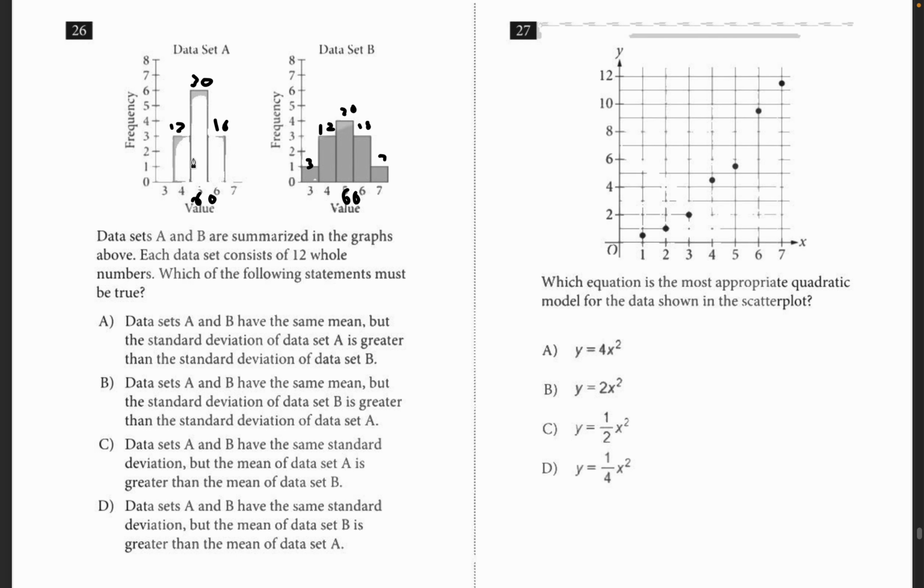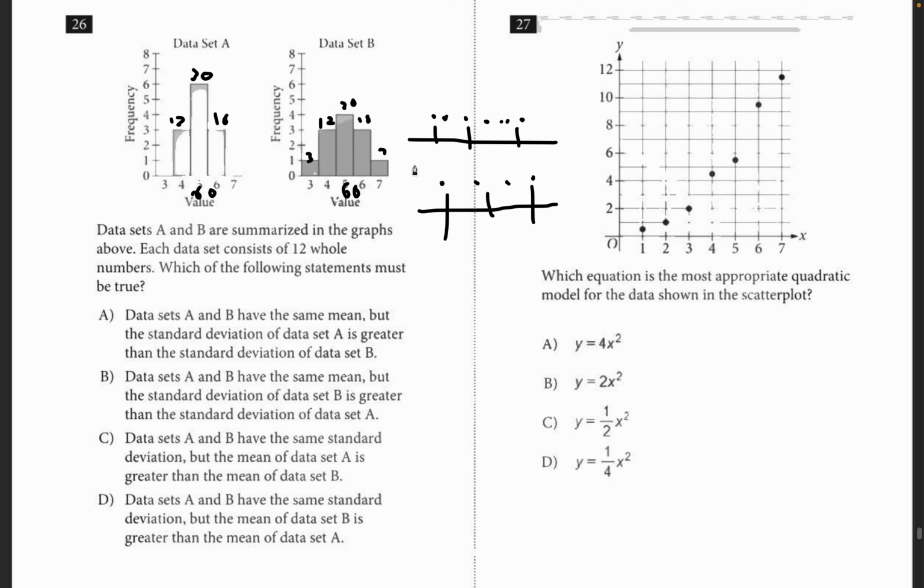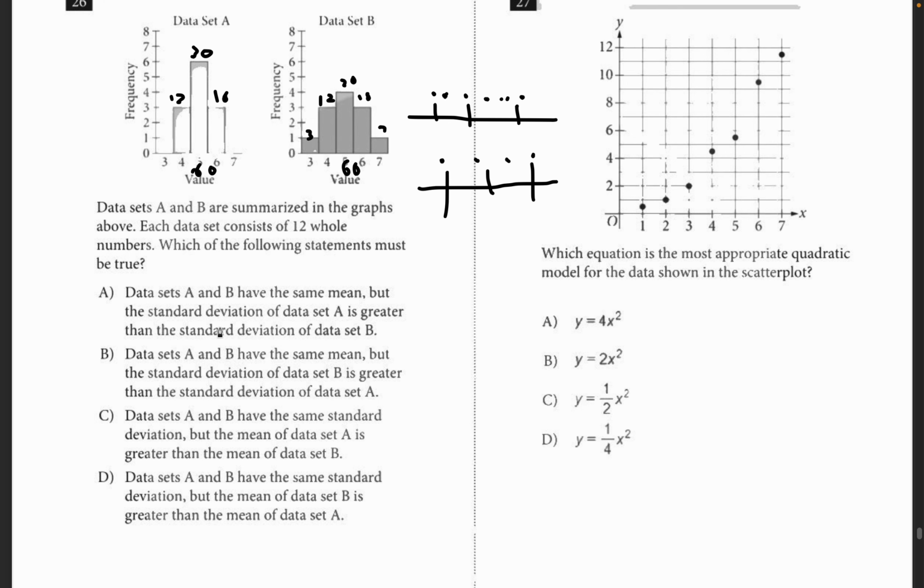And the standard deviation is basically how compacted or the spread of all the data values are. So if we had, for example, say whatever, and then we had this one, this one will have a greater standard deviation because it's more spread out than this. So you see how this is more spread out than this? So that means B has a greater standard deviation. They have the same mean, but the standard deviation of A is greater. No. Standard deviation of B is greater. Yeah, it's B.